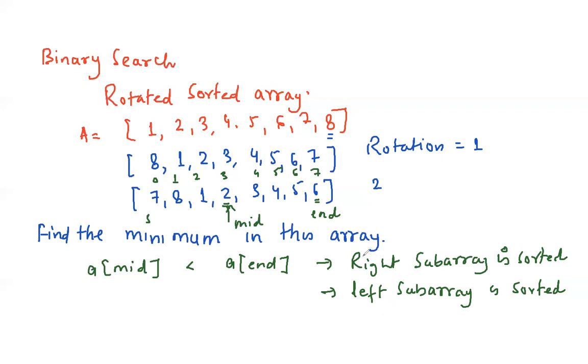If the right hand side is sorted, the minimum cannot be on the right hand side. If the right hand side is not sorted, the minimum has to be on the right hand side. So we'll use this information, and then we'll just code it out. So let's take an example and then figure this out.